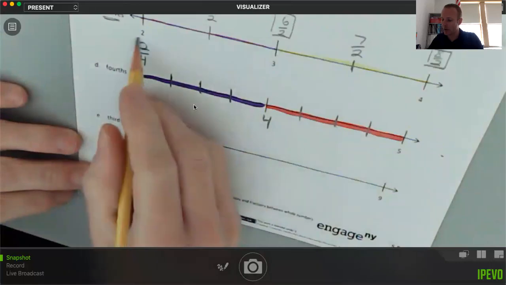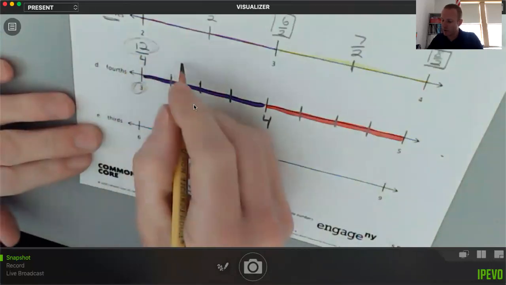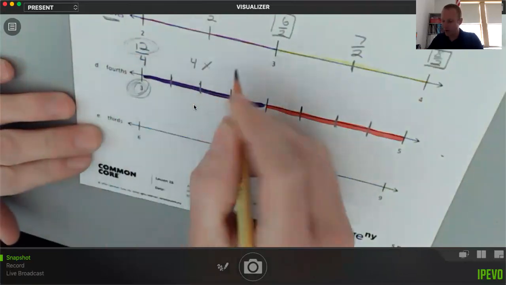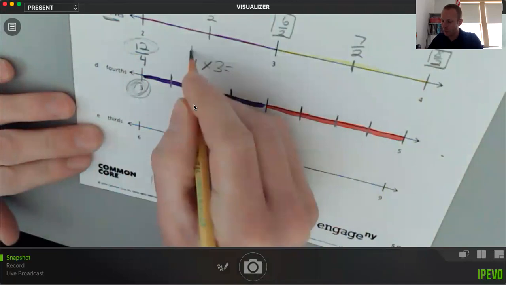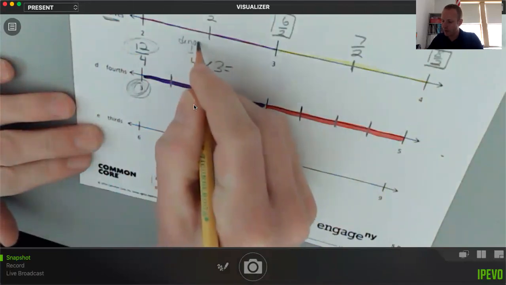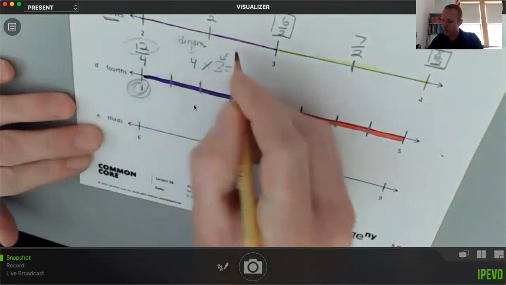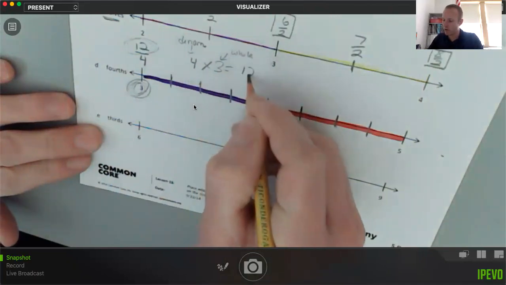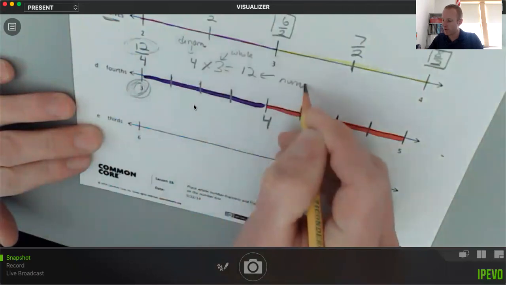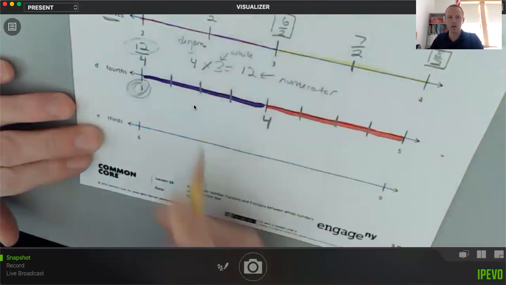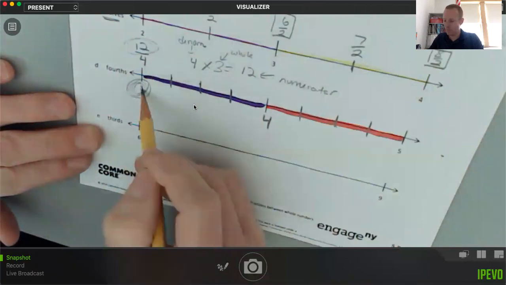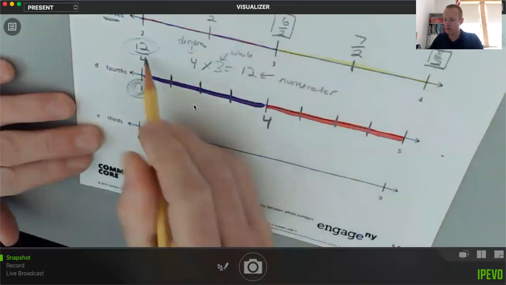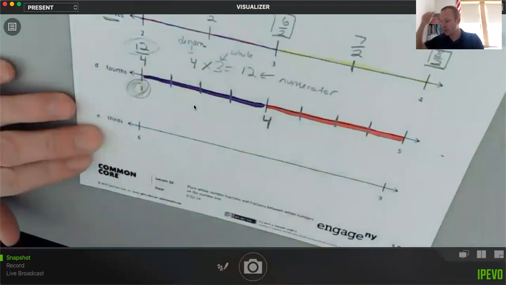The way to figure this top number out when you're dealing with a whole is you take your denominator, 4, times whatever the whole number is you're dealing with, 3. So this is the denominator, this is your whole number, and this equals your numerator. There's a trick to it. You multiply this 3 by that 4 to get 12. 3 wholes, we're working with fourths, and you can get your numerator by multiplying those numbers.